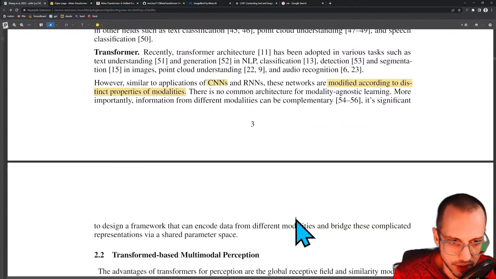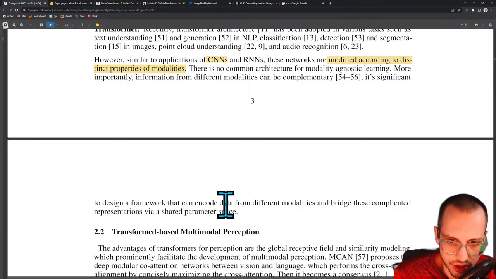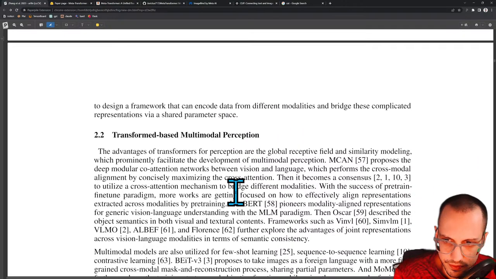Information across modalities can be complementary. It's significant to design a framework that can encode data from different modalities. I agree with this, but let's see how they actually do it.